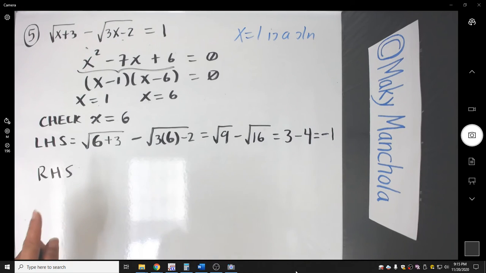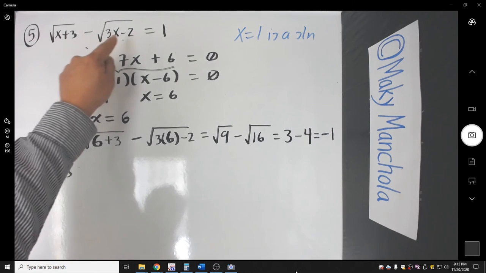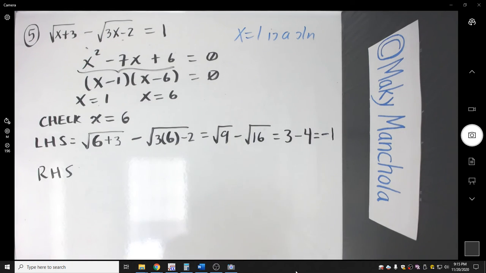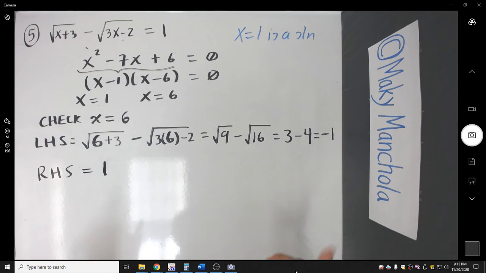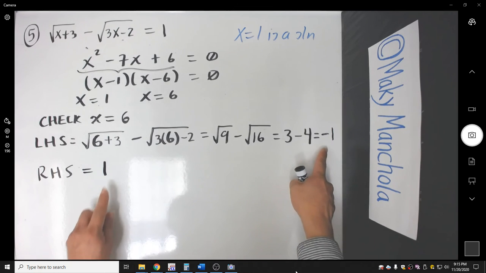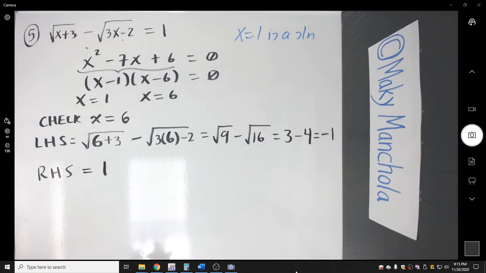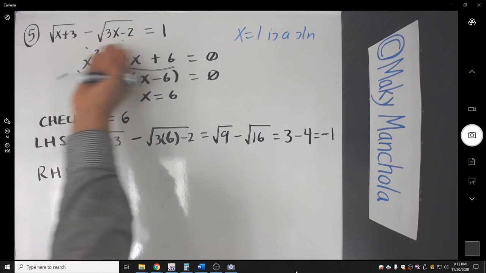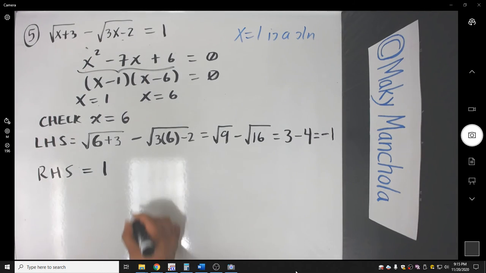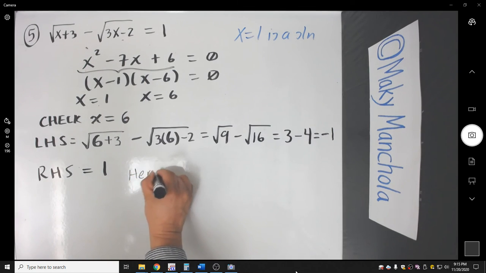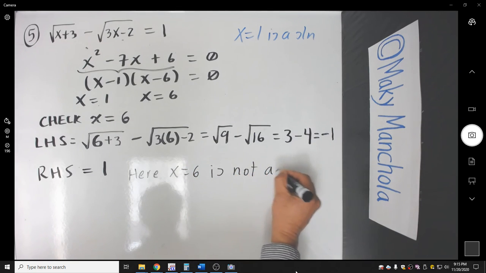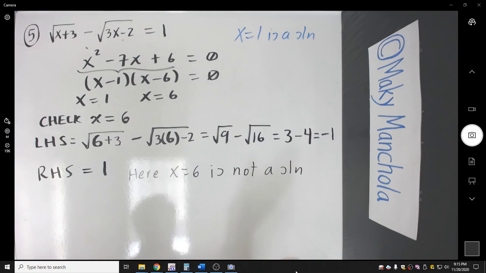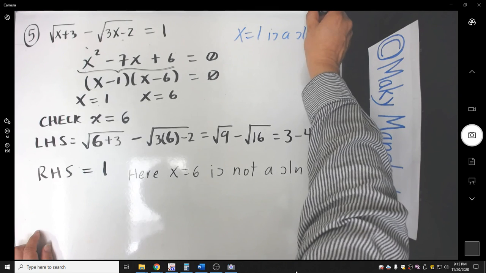So when x equals 6, my left hand side is -1. Notice that my right hand side is 1. So in this case, the left hand side and the right hand side are not equal. I conclude that x equals 6 cannot be a solution of my given equation. So here, x equals 6 is not a solution, so I must reject it. The only solution that we get for our equation is x equals 1.